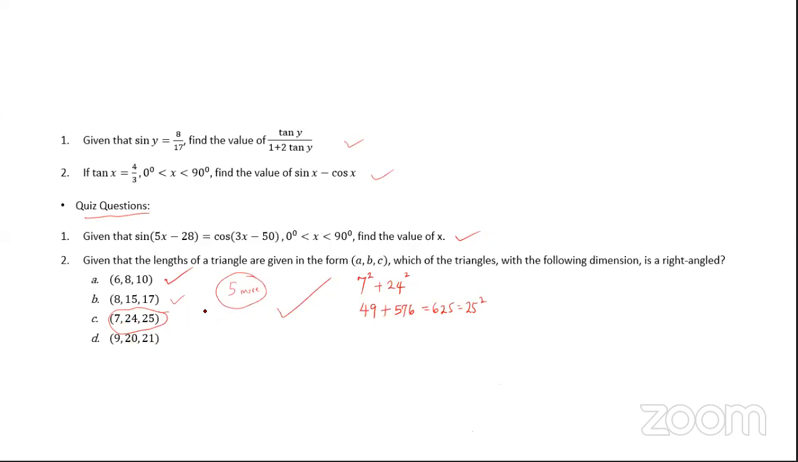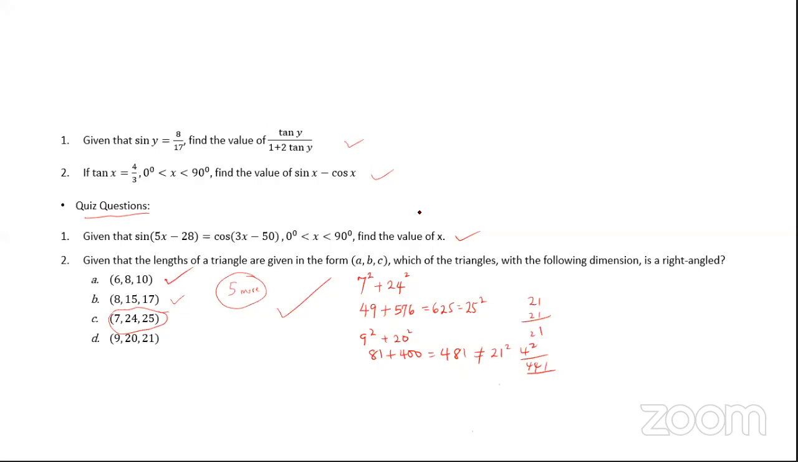So D, let's try D. Let's check D. 9 squared plus 20 squared. 9 squared will give us 81. 20 squared will give us 400. That will be 481. And then it is not the same thing as 21 squared. Because 21 squared should give us what? 441. Yeah, 441. Which is not the same thing as 481. So the answer is D.